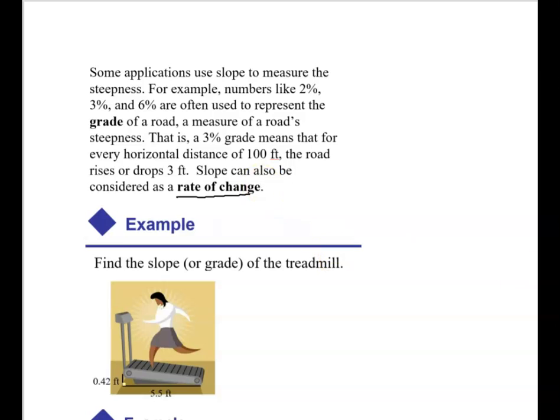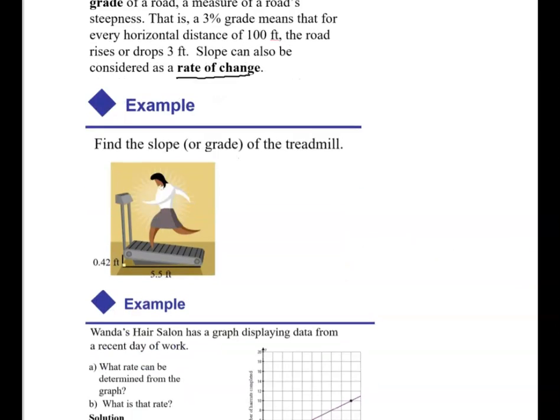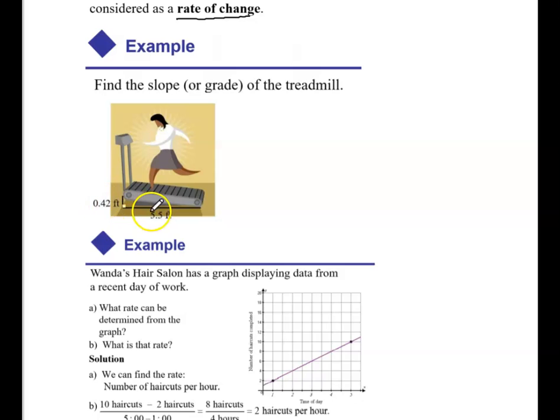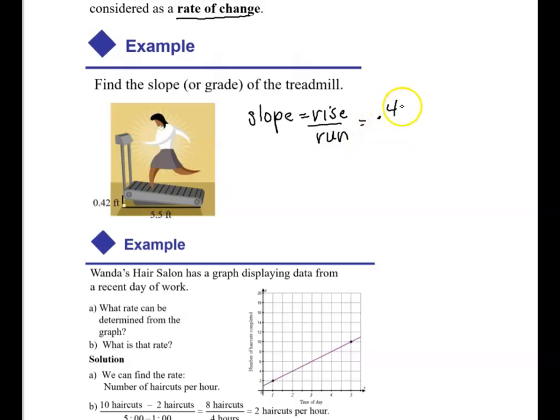Okay, so they said find the slope of this treadmill. Remember that the definition of slope is rise over run, the change in y over the change in x. Well, look at this. The rise part is how tall it is. So we would want to put on the top the 0.42 feet, and on the bottom we would have 5.5 feet, because that's how much we would run. So the rise over the run.